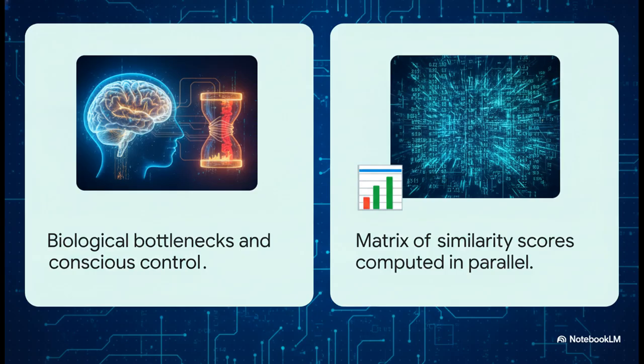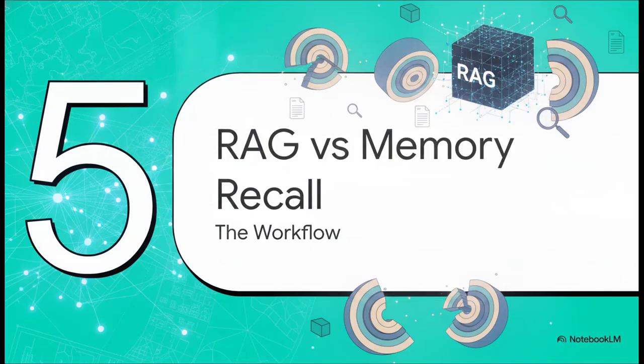Biological attention involves incredibly complex real-world bottlenecks, extremely strict energy budgets, and, crucially, conscious control. A transformer's attention isn't conscious at all. It's simply a massive matrix of similarity scores being computed mathematically in parallel. So it provides a really useful intuition for how the model handles context, but it is super shaky as actual biology.